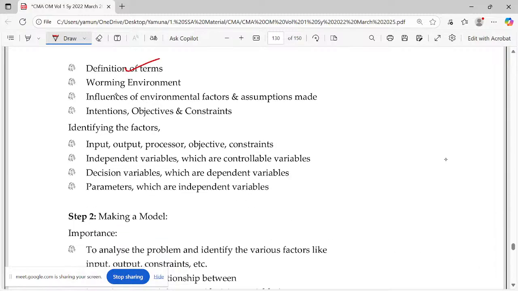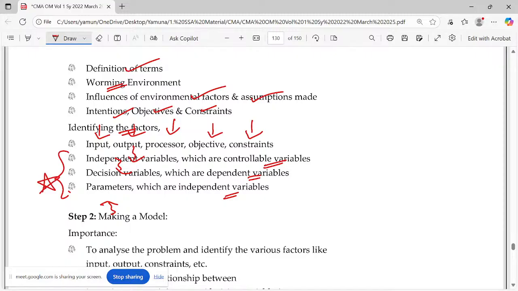We'll be defining the terms, checking the environment and what's happening, checking the environmental factors, and making some assumptions. Depending on those assumptions, since simulation is based on some type of assumptions, right? Depending on the past, we are forecasting the future with the help of simulation and probability techniques, intentions, objectives and constraints, and we identify the factors. What's the output, what's the processor, what's the objective behind that, what are the constraints we might be facing, the restrictions, which are the independent variables, usually called controllable variables, and some decision variables which are called dependent variables, and some parameters which are called independent variables. This is often asked, so probably make a note for one word questions.